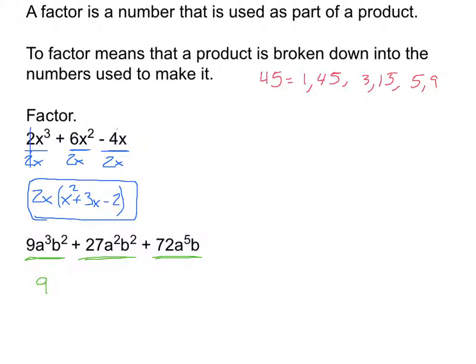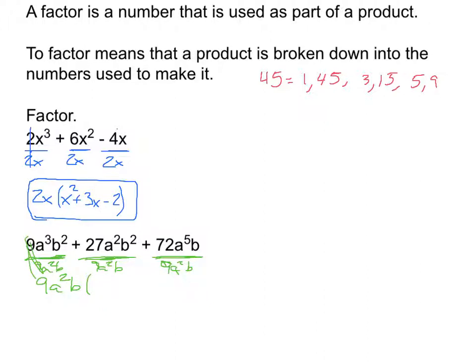For a cubed, a squared, and a to the 5th, the most a's I can take is from this one right here, a squared. That's my limit. Okay, and then b's, I have a b squared here, and then just one b there, so just the one b is the most I can take. So let's do it. We're going to take each side and we divide it by 9a squared b. Okay, so the 9 and the 9 cancel.